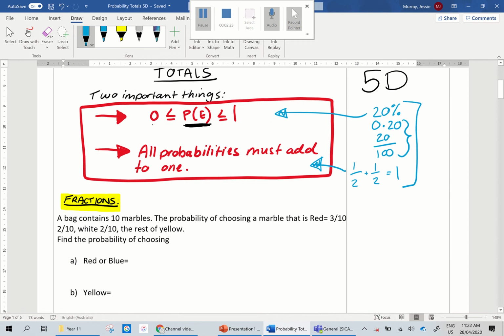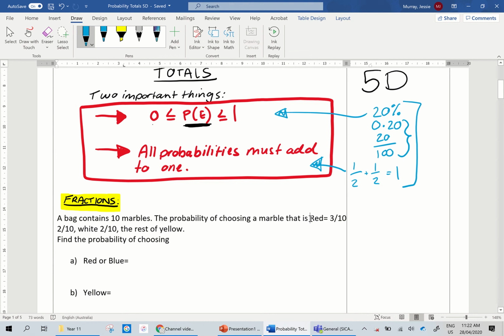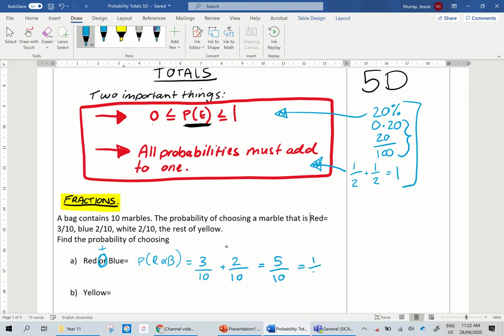So let's go straight into a fraction style question about this stuff. A bag contains 10 marbles. The probability of choosing a red marble is 3 in 10. Blue, 2 out of 10, and white, 2 out of 10. The rest are yellow. Find the probability of choosing red or blue. So the probability of R or B. Well, you say to yourself, hang on, what did Miss say? Or means plus. So the probability of getting a red is 3 out of 10, plussing it with the probability of getting a blue is 2 out of 10, which gives me 5 out of 10, which simplifies to 1 in 2. So it's a 1 in 2 chance of getting a red or a blue.